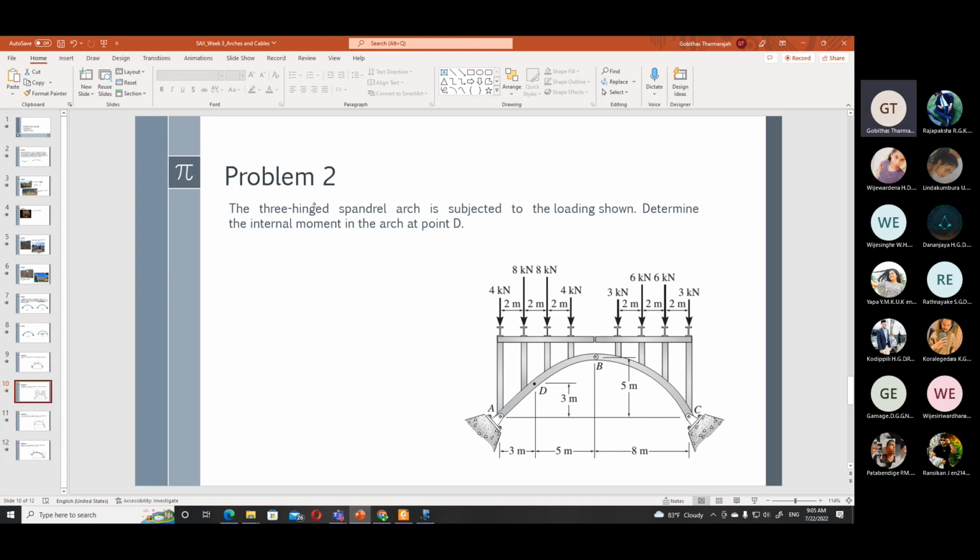We have a 3-hinged spandrel arch subjected to the loading shown. Determine the internal moment in the arch at point D. So we need to look at the moment at this point D. Let us see how to do this.